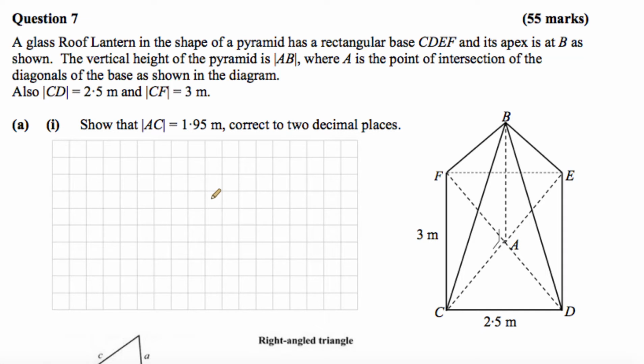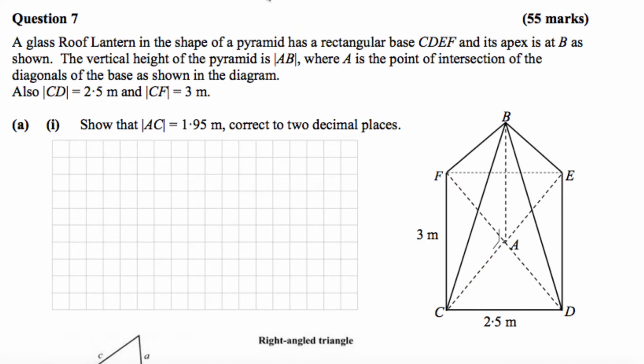Part A1 says, show that the length AC is equal to 1.95 meters correct to 2 decimal places. So we're looking for the length AC. So we're looking for this length here, AC.